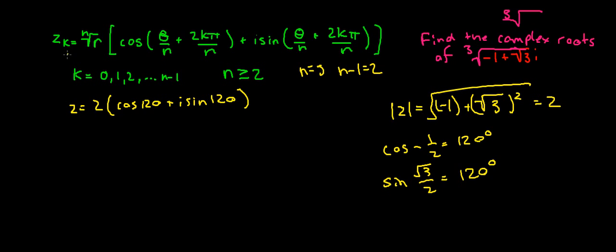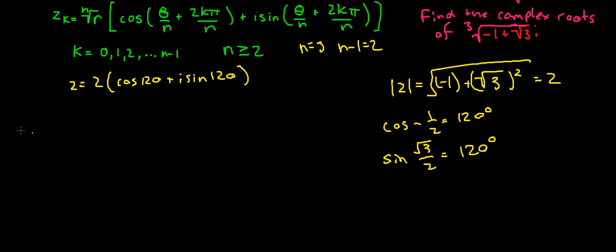So I'm going to have 3 roots in this case, and like I said, since n minus 1 is equal to 2, for k I'm going to have k0, k1, and k2, so that'll give me 3. So I'm just going to go down the list and start figuring out what these are.